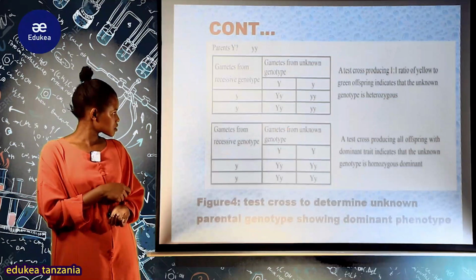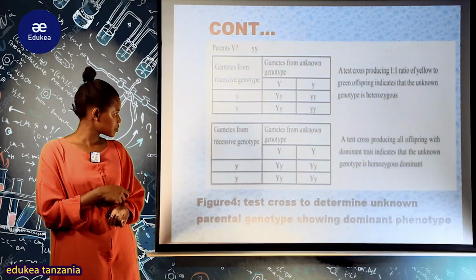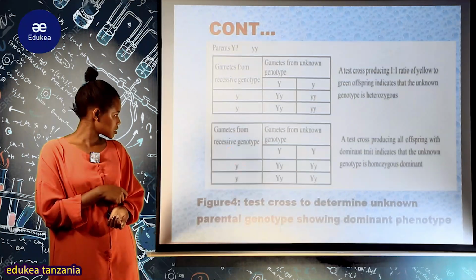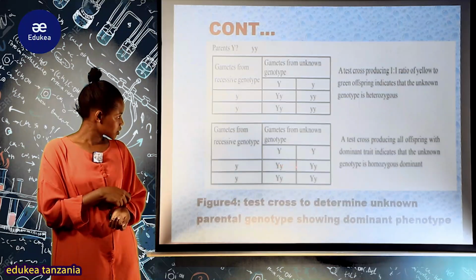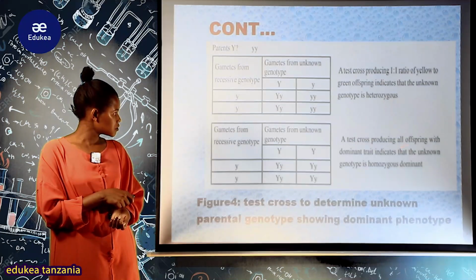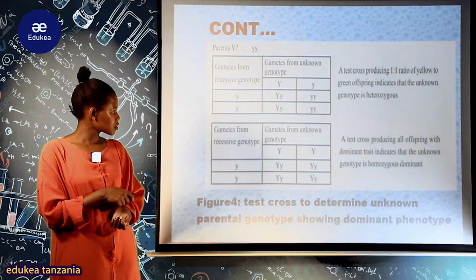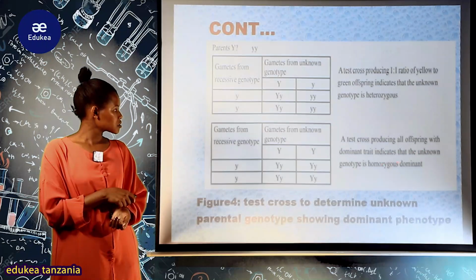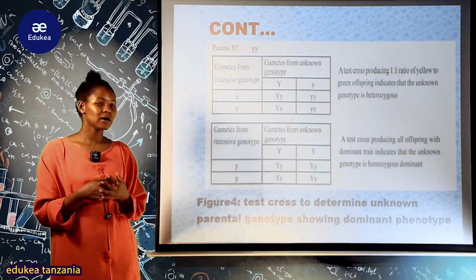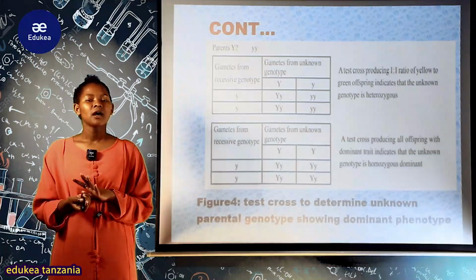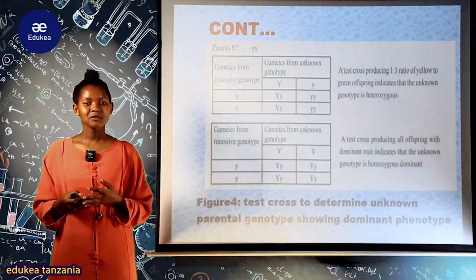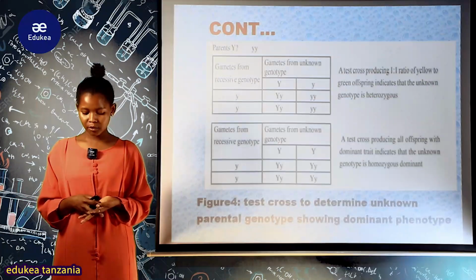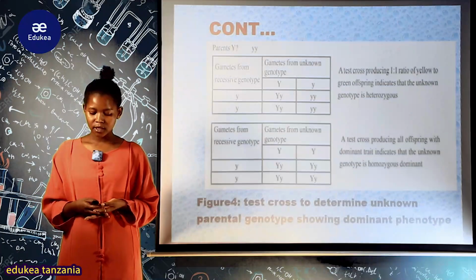Also when you cross gametes from genotype ambayo yenyewe ni kama hivi ni dominant na gametes from recessive kama hivi, we can see that a testing cross producing all offspring with dominant trait indicates that the unknown genotype is homozygous dominant. Kwa hiyo ni kitu ambacho very easy na itatusaidia sisi kuweza kudetermine zile unknown genotype of a particular trait.